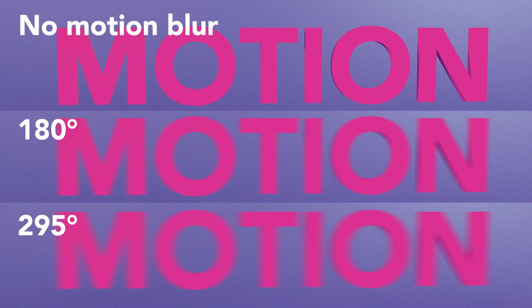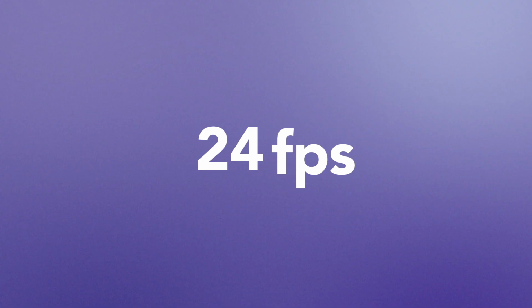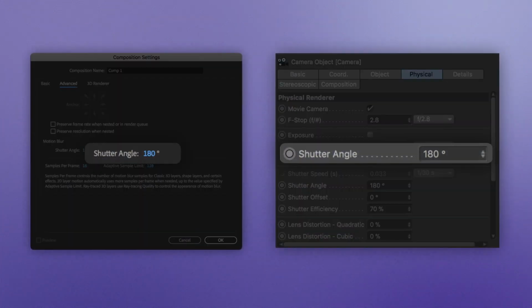The frame rate is still the same, it's still 24 frames per second, but the amount of motion blur can vary. So the next time you see settings like these, try out different angles and choose one that creates the right amount of blur for the story that you're trying to tell.